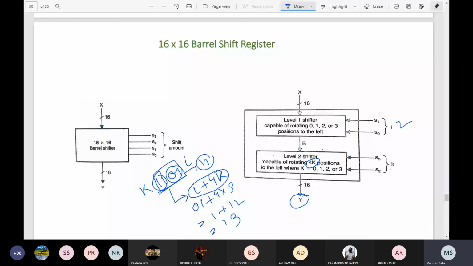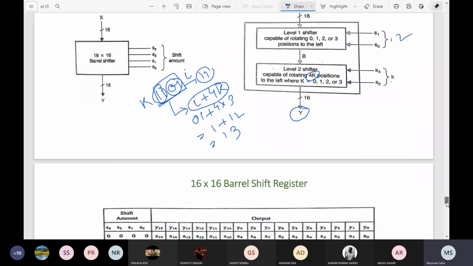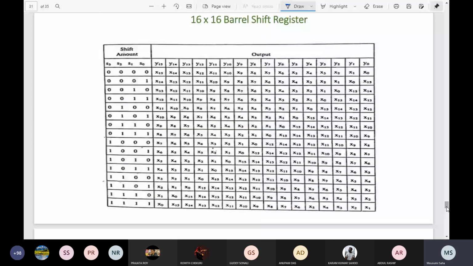Clear? See the diagram, then you can understand. With the help of this basic concept, it has been designed. Now for 00, you have x0 here. So for 1101, that means you have y13, that is 8 plus 4 plus 1, y13. Where is y13? Here you have it. Clear?